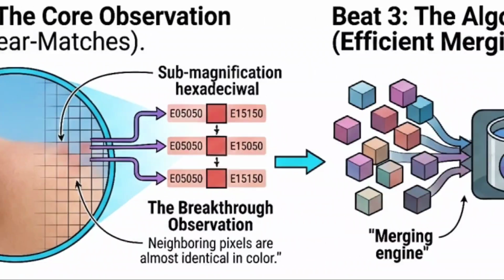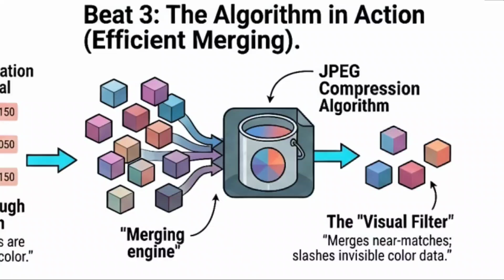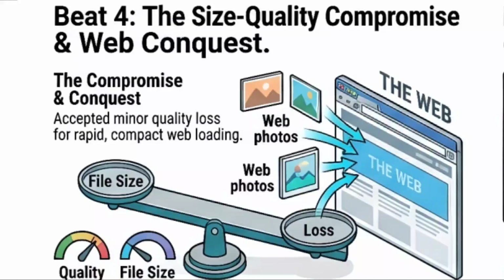The JPEG algorithm efficiently merges these near matches, shaving off microscopic color variations the human eye cannot perceive. Across an entire picture, this dramatically slashes the file size. The compromise is a minor loss of quality with every compression pass. Because nobody needs pixel-perfect accuracy for a quick thumbnail or website asset, JPEG quickly conquered the web.